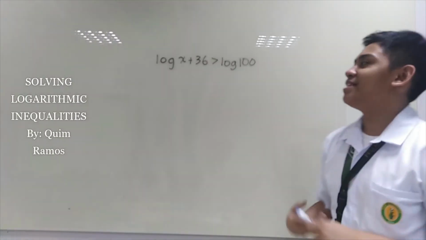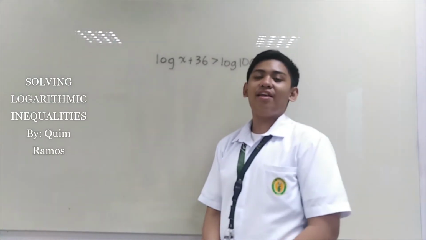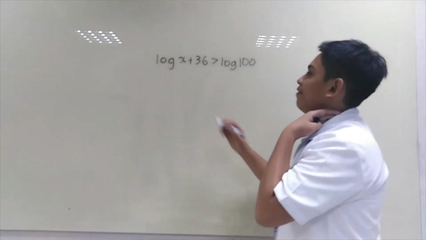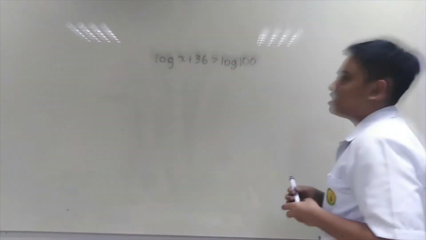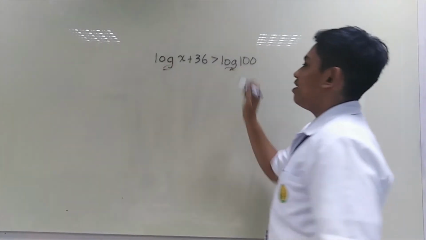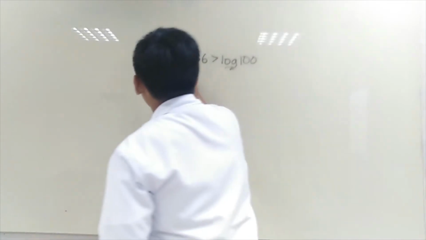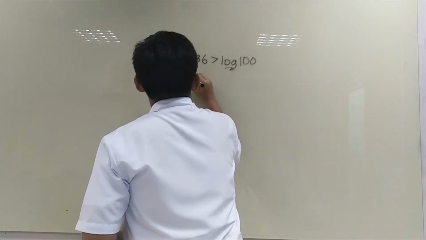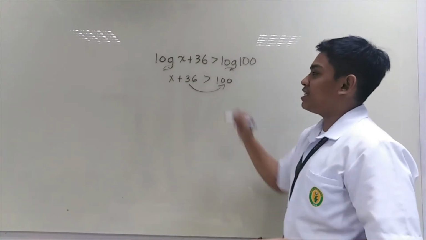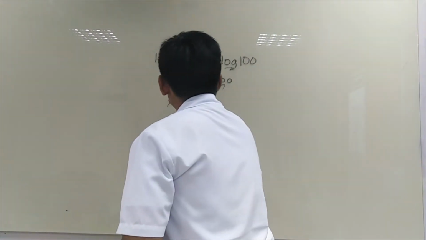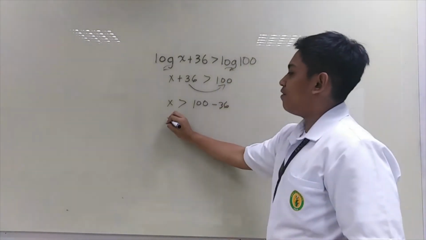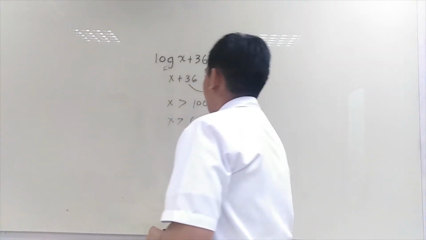Today we will be solving logarithmic inequalities. For our first example, we have log of x plus 36 is greater than log 100. Since they have the same bases, all we need to do is bring down the argument. So x plus 36 is greater than 100. Then we can move the 36 to the other side, so x is greater than 100 minus 36, which is equal to 64.